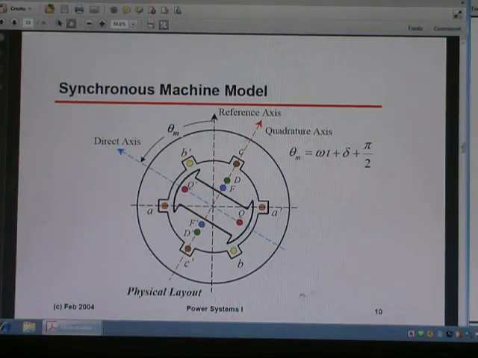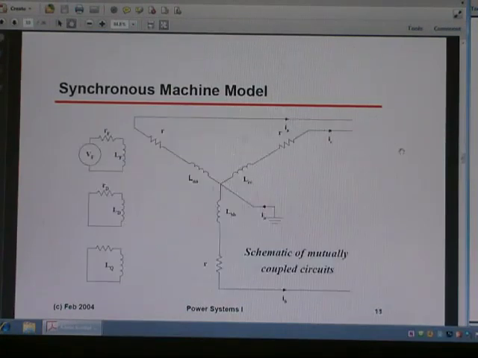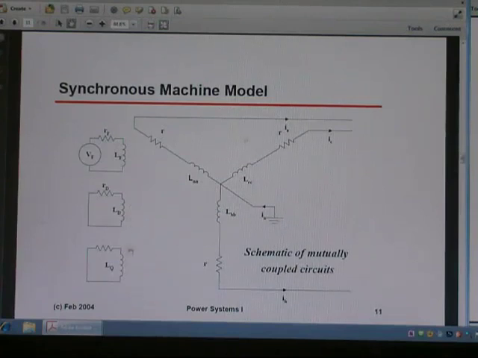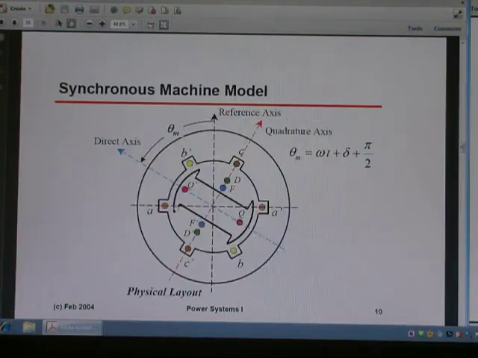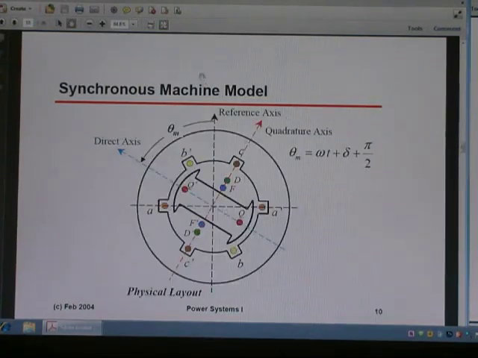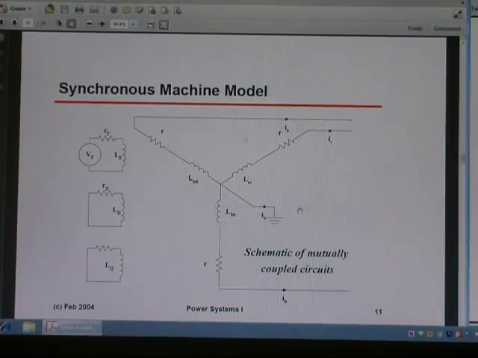So this synchronous machine model has the previous resistor data. There are three windings: the field, the direct axis, and the quadrature axis. So there are three windings, one is the quadrature axis, and this is the direct axis. The quadrature axis inductance is Q, and the direct axis inductance is D, and this is the field. The field winding is this one, and this is a rotor circuit.